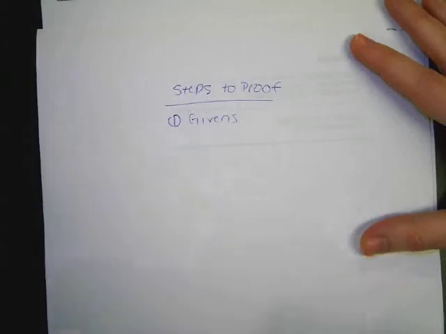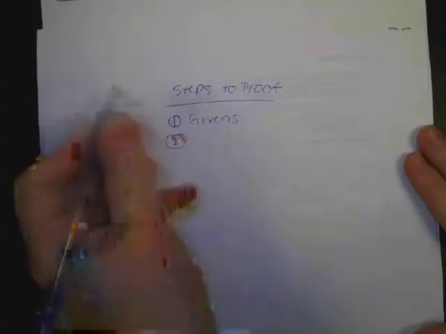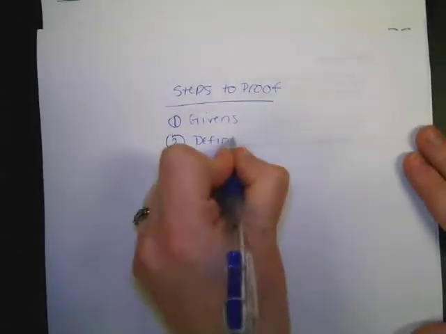Generally, your proof needs to start out with your givens. And your givens can include anything, like I tell you angle measures, I tell you vocabulary words, anything like that. The next step you want to do is define your given vocab.